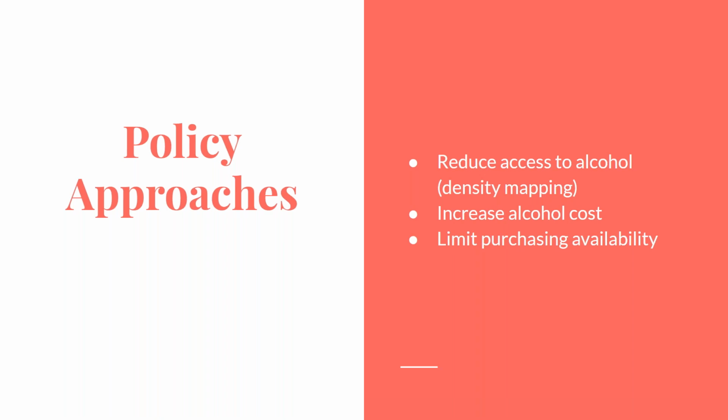And then limiting purchasing availability. That really focuses in on time. So in a lot of places, grocery stores or gas stations or whoever it may be, are actually time limited. They can only sell alcohol between certain hours. They can't sell it after 10 p.m. Might not be able to buy it on Sundays. All of those techniques have been found to reduce alcohol consumption and thus reduce the risk of sexual violence on campuses.